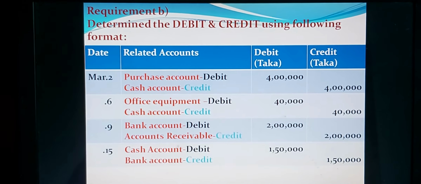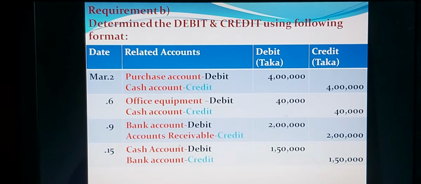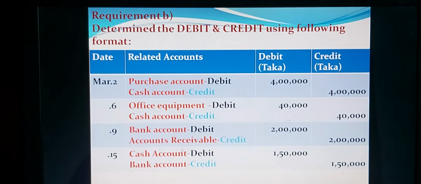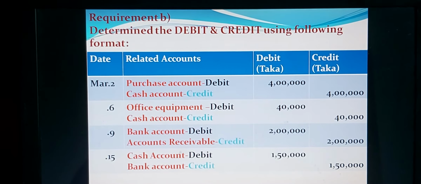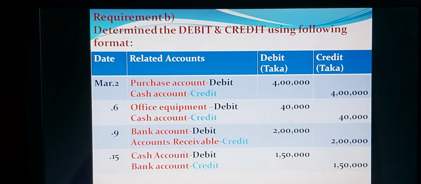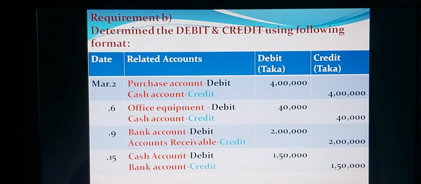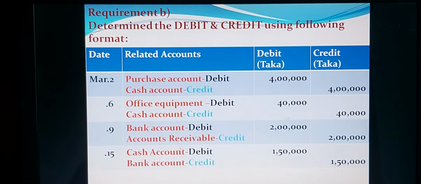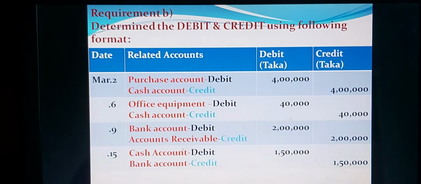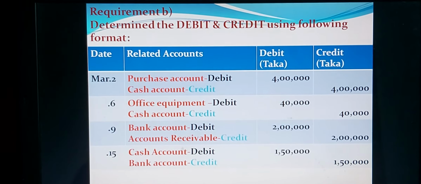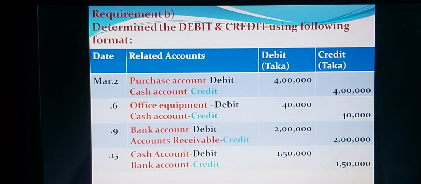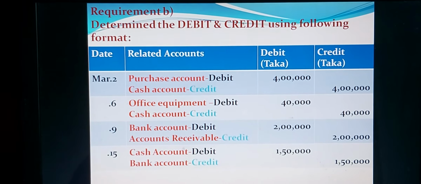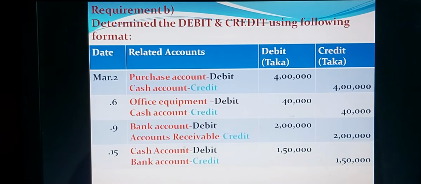From the rules of debit and credit, we can get office equipment increase, that is asset increase. So the respective asset account, office equipment account, is debit. And for buying this one, cash has gone from business. So cash is one kind of asset, that is asset decrease. So cash account is credit for this transaction.